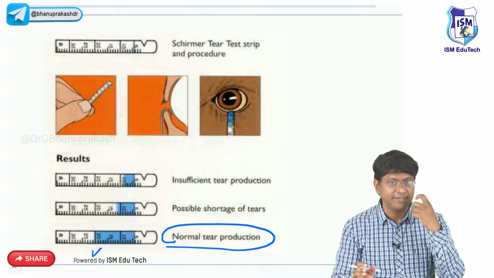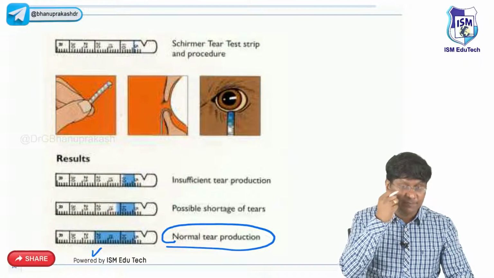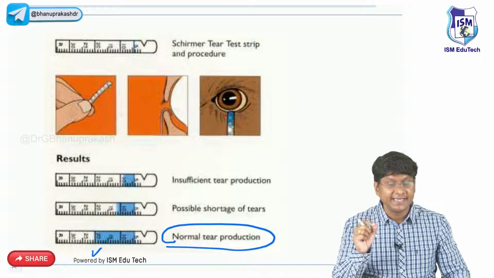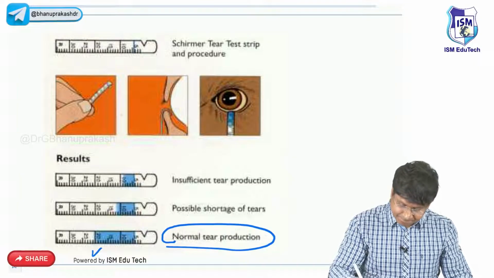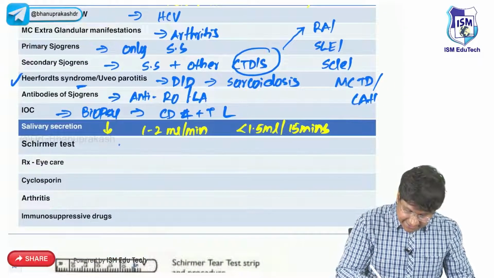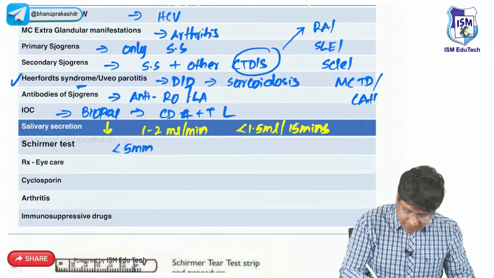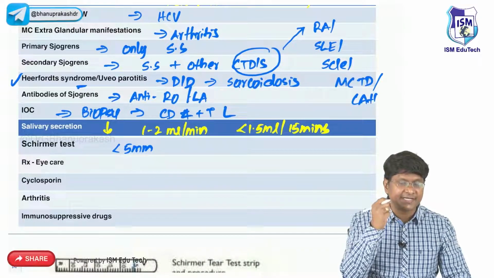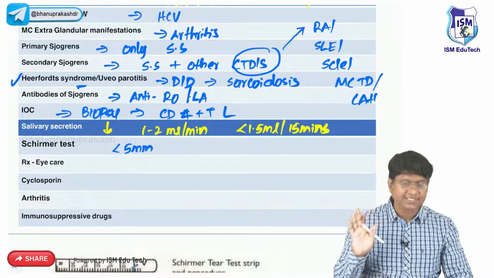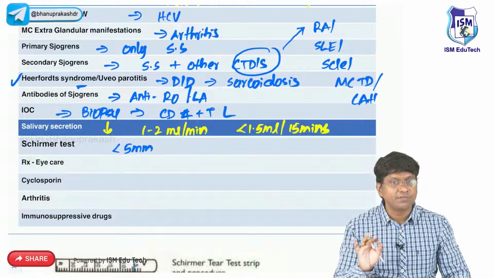You keep that strip for 5 minutes. The strip will get blotted up to 20 mm. But when will you call it insufficient, or Sjogren's? That will be when the secretions are less than 5 mm. Right? On the strip, if the secretion is less than 5 mm in 5 minutes, then we consider it to be suggestive of Sjogren's.